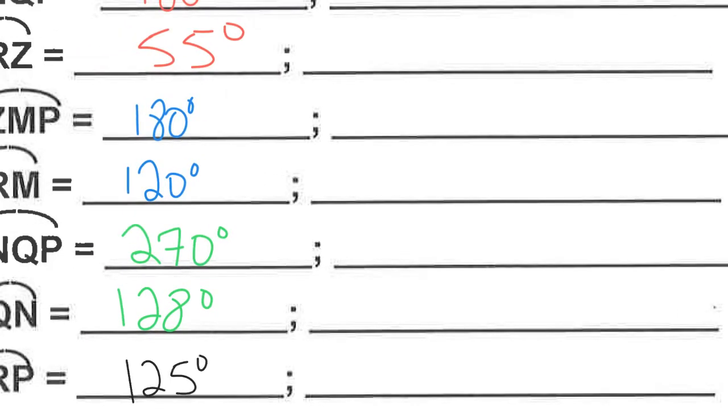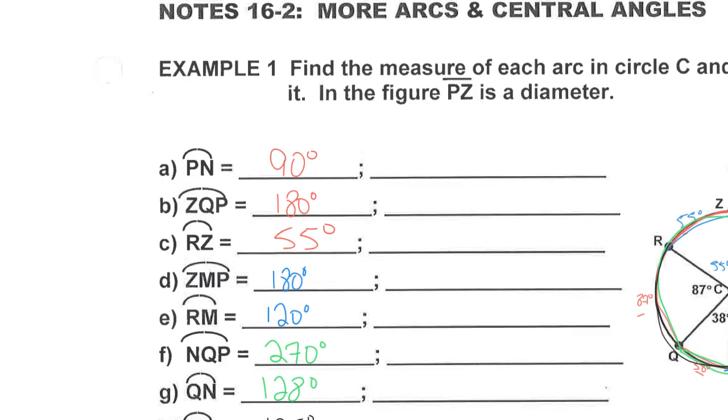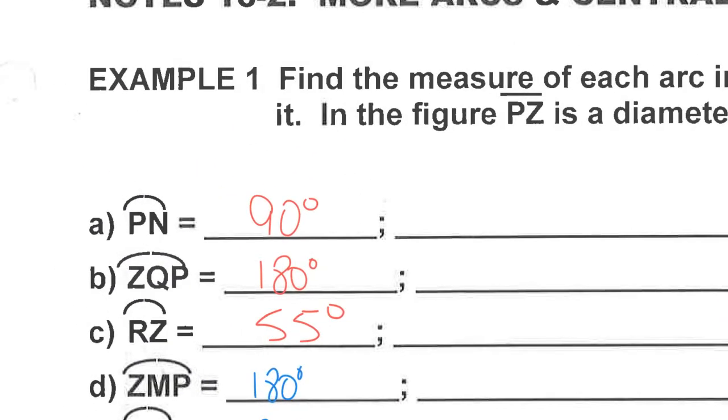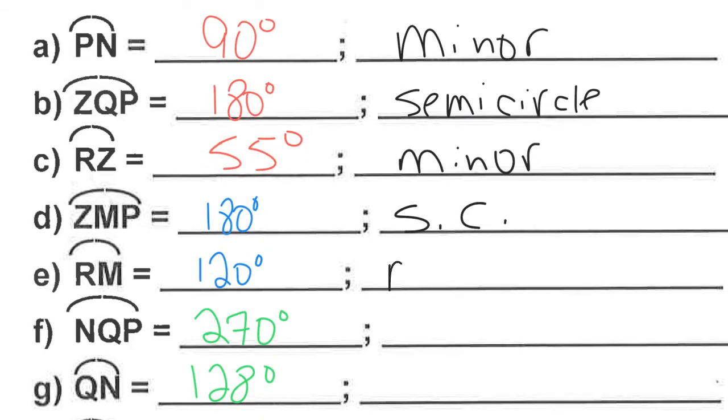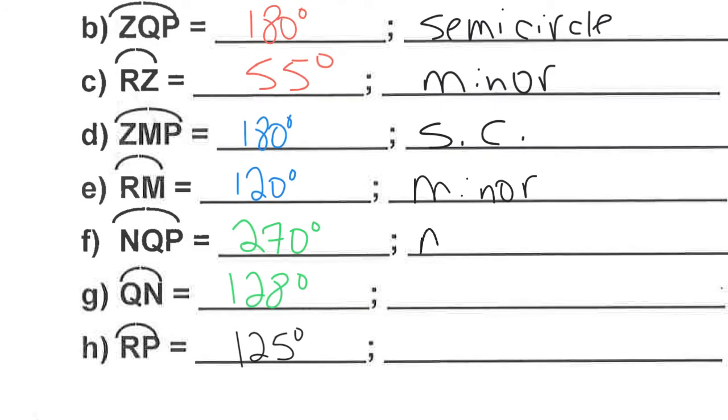Now let's go back and make sure we understand how to classify them. So 90 degrees is less than 180, so this is going to be a minor arc. 180 is a half, so a semicircle. 55 is going to be minor. Another 180, I'm going to put semicircle. 120 is going to be minor. 270 is over 180. There's our major.